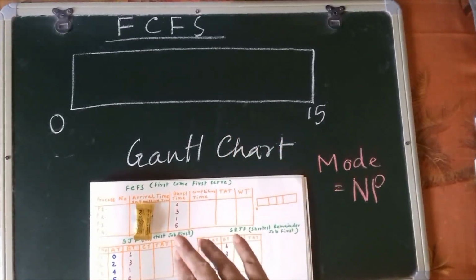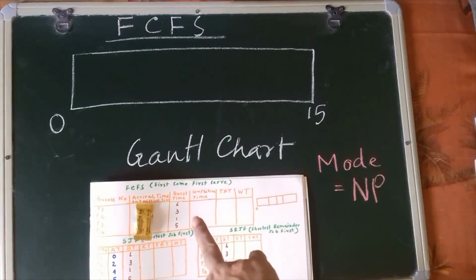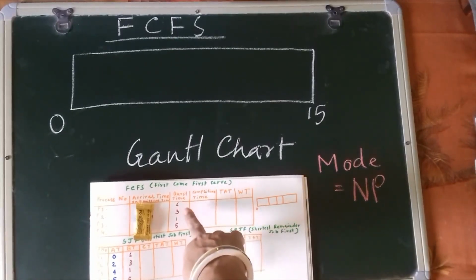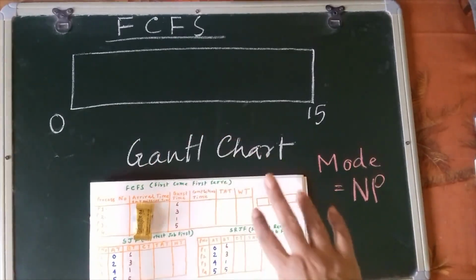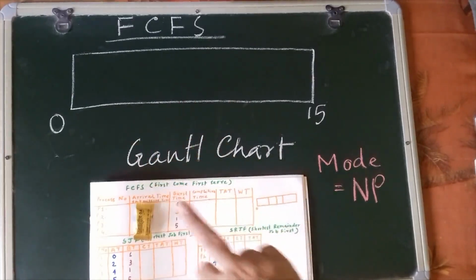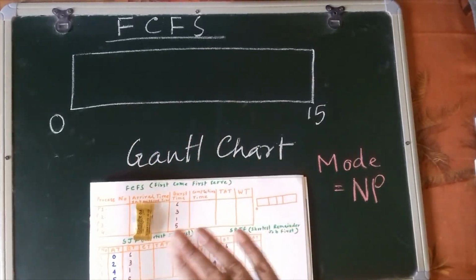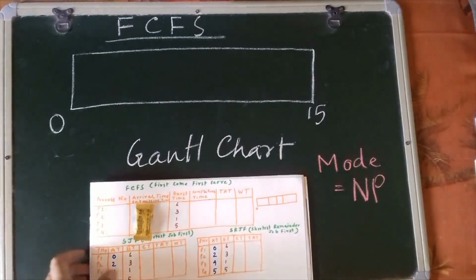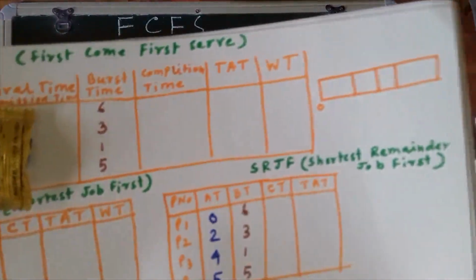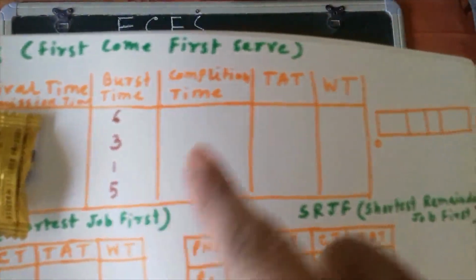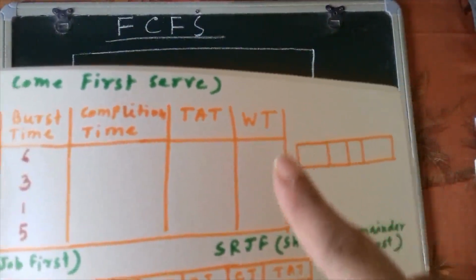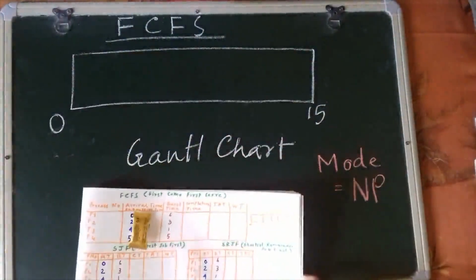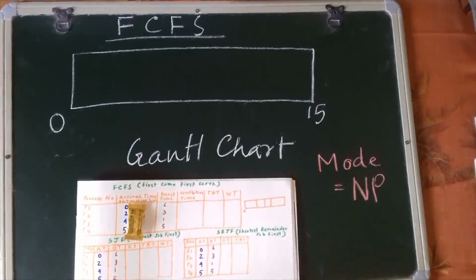So at the present moment in our ready queue, I have 4 processes. Burst times of the processes are 6, 3, 1 and 5 respectively. Now we will see how we can draw the Gantt chart for FCFS where the arrival time is 0. What are the criteria we are considering? Given burst time, we have to calculate completion time, turnaround time and waiting time. Okay, so let us start.